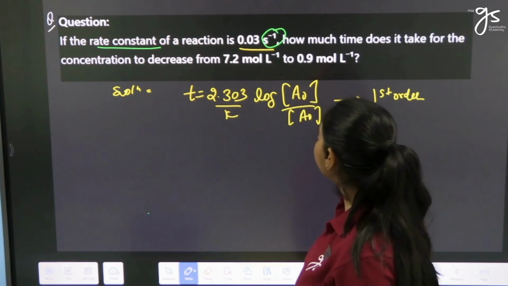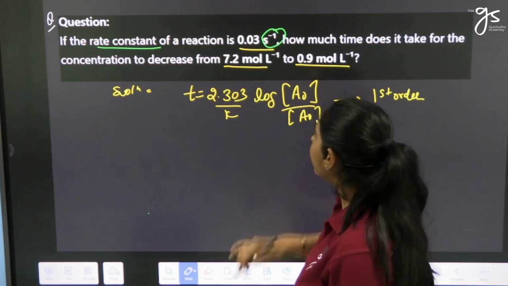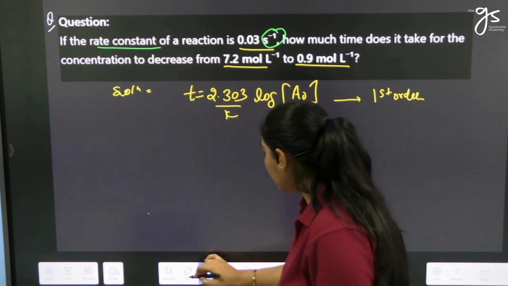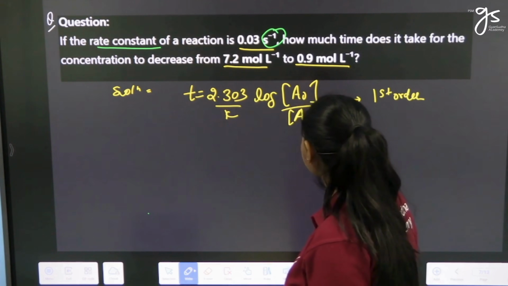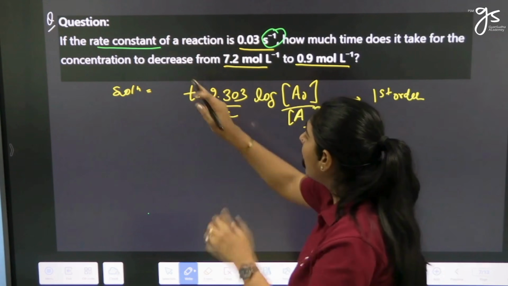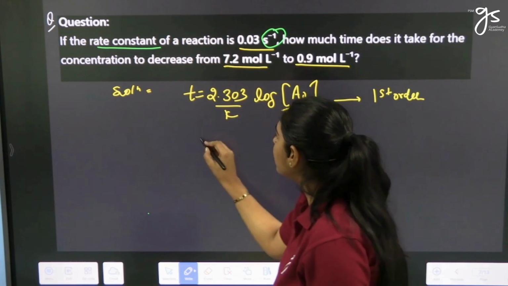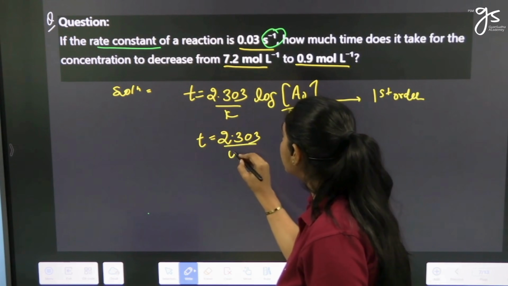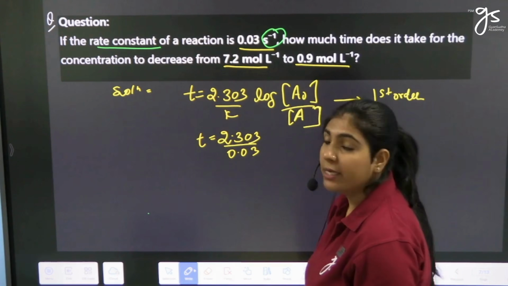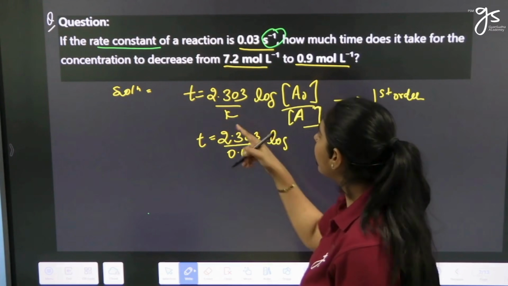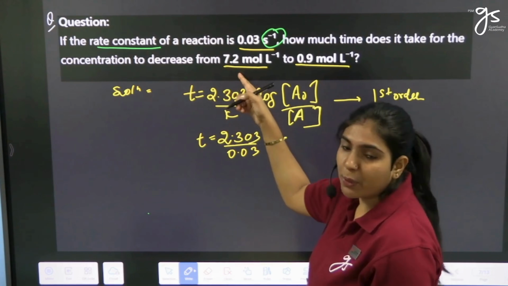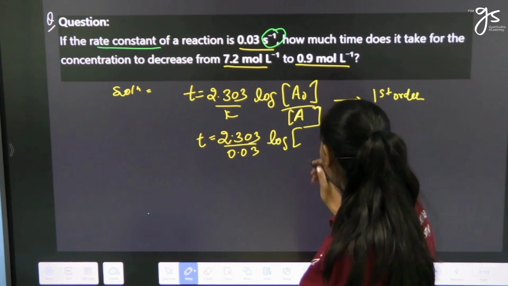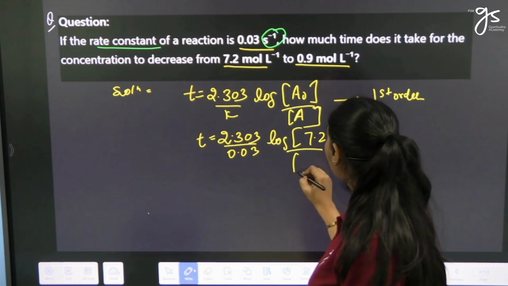Yes, now putting the values, what are the values given? [A]₀ and the concentration value [A] is also given. Now we will put the values. Rate constant value is 0.03. So t is equal to 2.303 upon 0.03, right? Log of concentration of [A]₀. Starting में कितना था? 7.2. कितना हो गया? 0.9. So concentration is 7.2 upon 0.9.